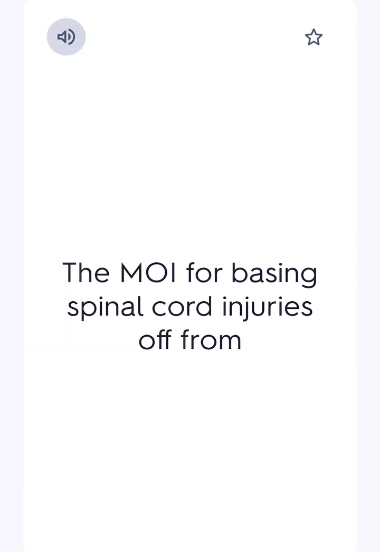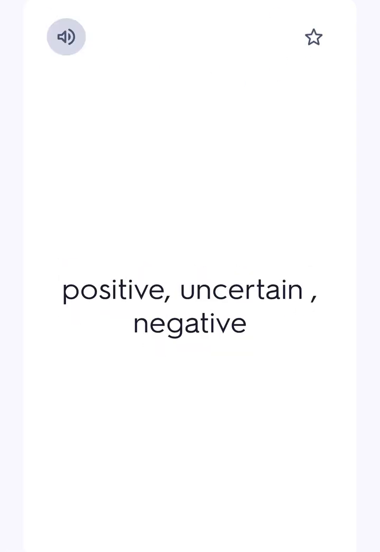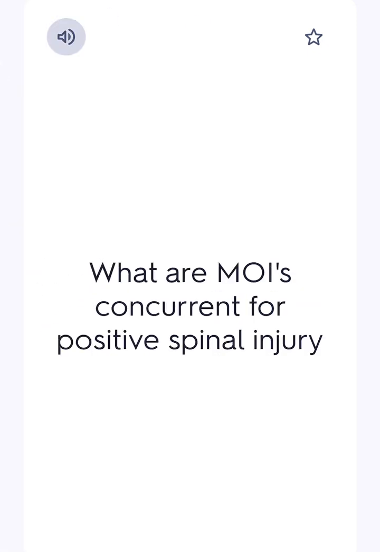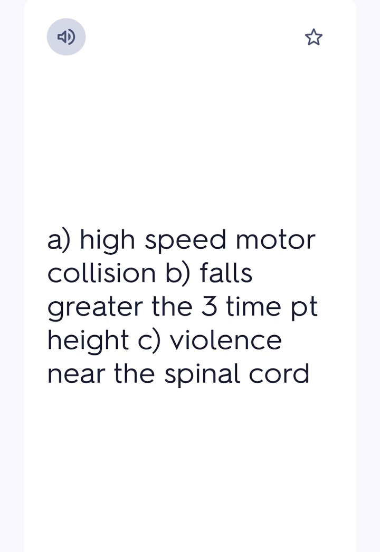The MOI for basing spinal cord injuries are from positive, uncertain, negative. What are MOIs concurrent for positive spinal injury? A, high-speed motor collision. B, falls greater than 3 times heart height. C, violence near the spinal cord.